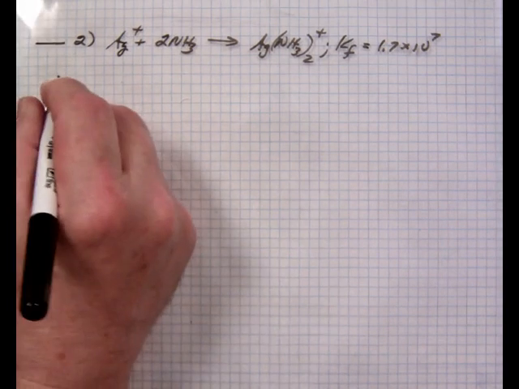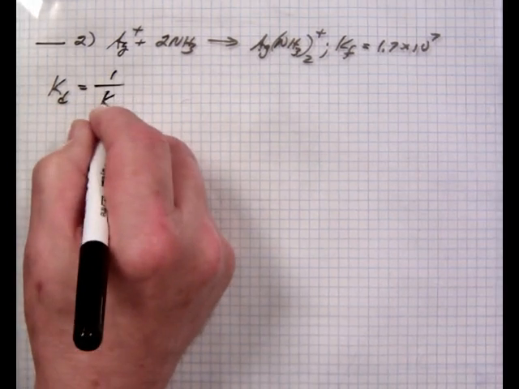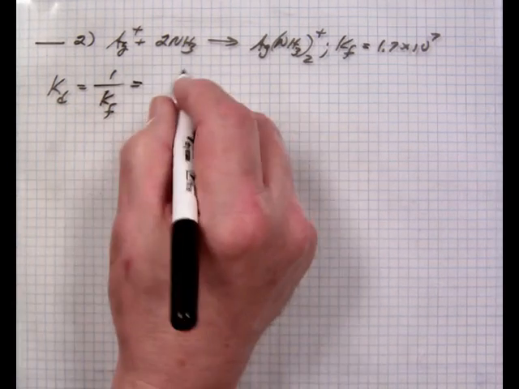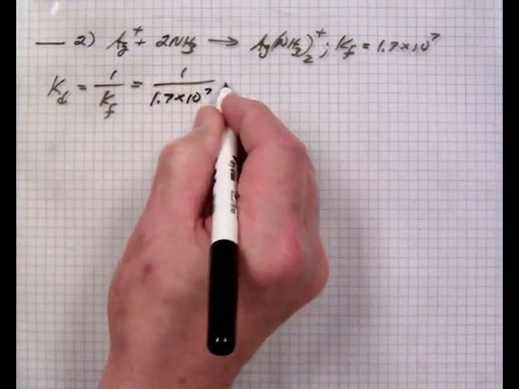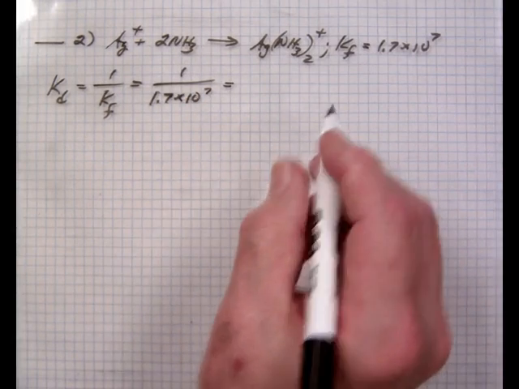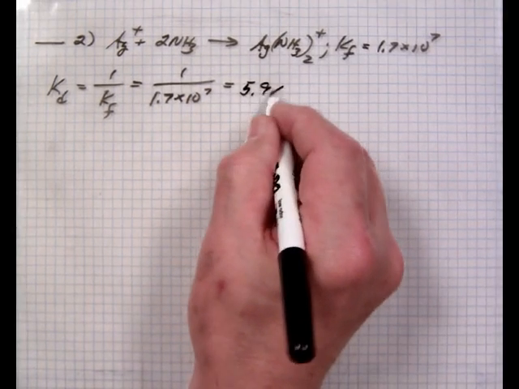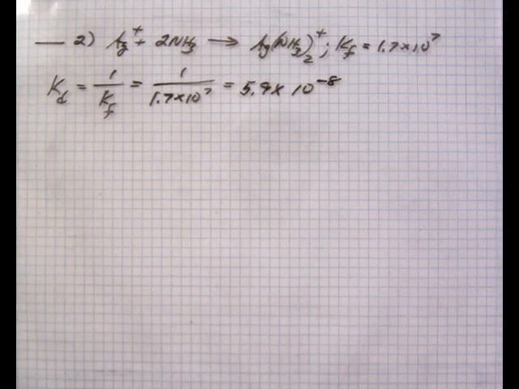So the Kd is equal to 1 over K formation, which is 1 over 1.7 times 10 to the 7th, and I got 5.9 times 10 to the minus 8 in terms of dissociation constant.